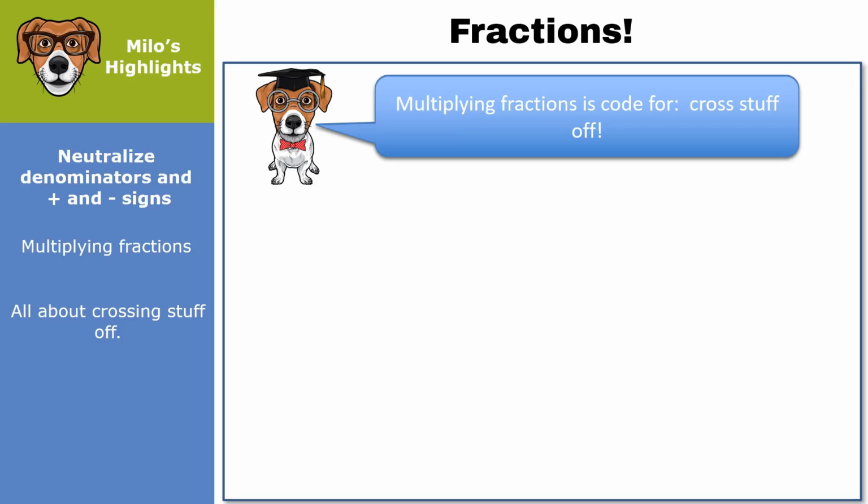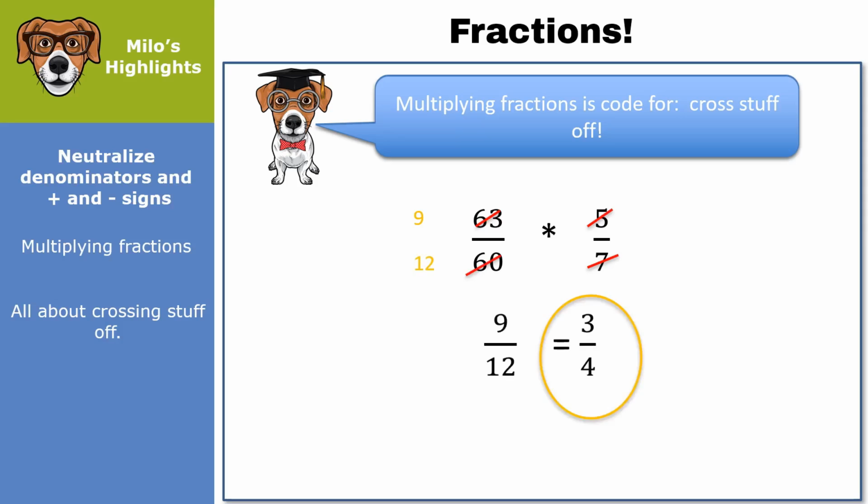It works like this. So if you have 63 over 60 times 5 over 7, you get to cross stuff off because the 7 goes into 63 9 times, the 5 goes into 60 12 times, and you are left with 9 over 12, which reduces to 3/4. One thing that's very important: you must know your multiplication tables up to 12. That is a non-negotiable requirement for test success.